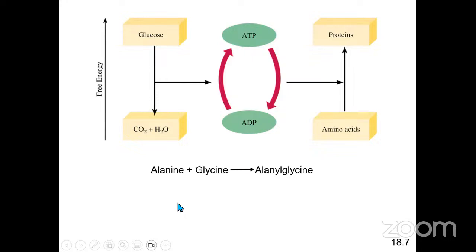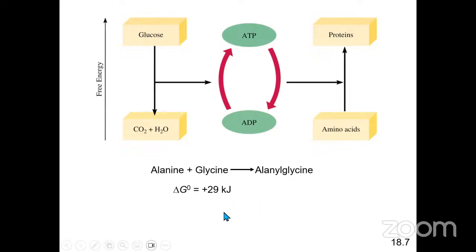Now, if you look at the thermodynamics of these reactions, let's say we're going to choose two amino acids. One is alanine, the other one is glycine. When they react, they form alanyl glycine. And you'll notice here that the free energy for that is plus 29 kilojoules. What that tells you is that that process is non-spontaneous. It will not occur by itself.